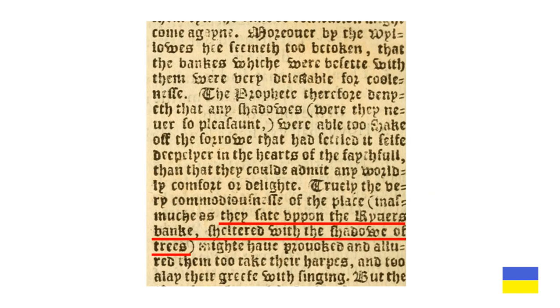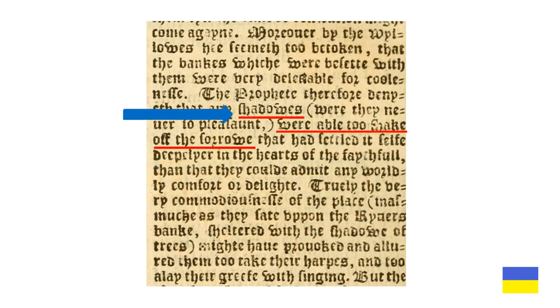And this passage: they sat upon the river's bank, sheltered with the shadow of trees. The shadow of trees certainly sounds like something for the stage. And of course, he was going to disprove the prophet who said shadows were not able to shake off the sorrow. So he would do that by using the combination of William Shakespeare.